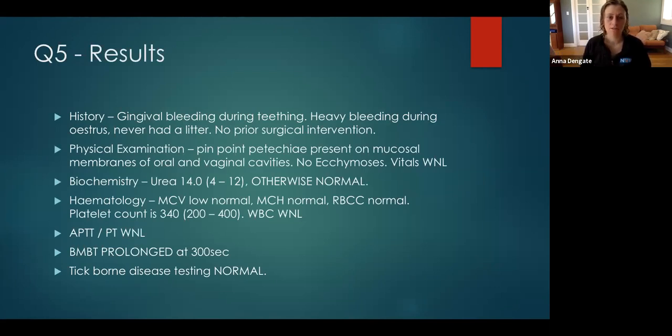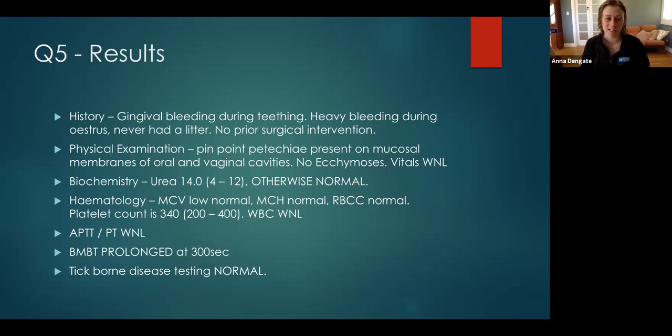History: this dog has a history of gingival bleeding previously when it was teething. She's an entire female, and she's had heavy bleeding during estrus, but has never had a litter. She's had no prior surgical intervention. Her physical examination reveals pinpoint petechiae on mucosal membranes of the oral and vaginal cavities, but no ecchymoses, and her vitals are within normal limits.